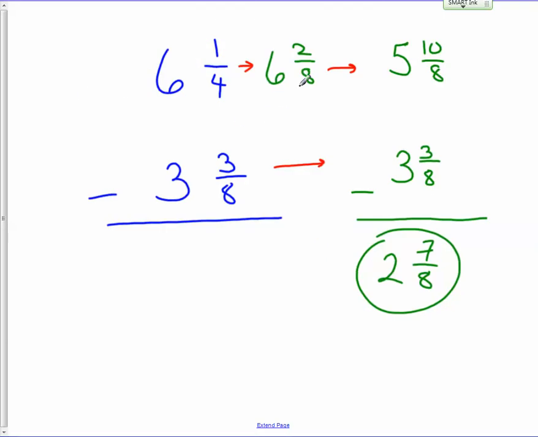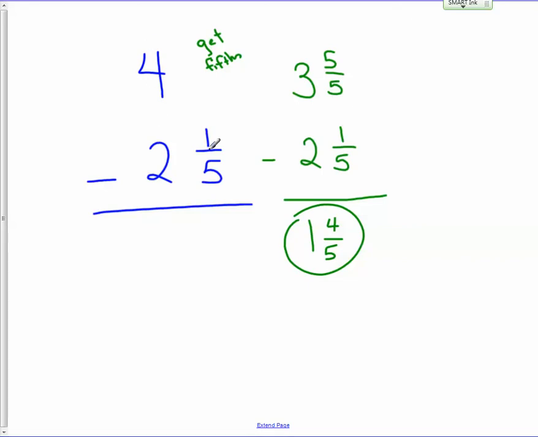And make both of these 8s. And again, I cannot subtract 2/8 minus 3/8. So I borrow 1, which leaves me with 5. And that 8/8 and 2/8 makes 10/8. And now I can subtract and get 7/8 with the whole 2. So 2 and 7/8.